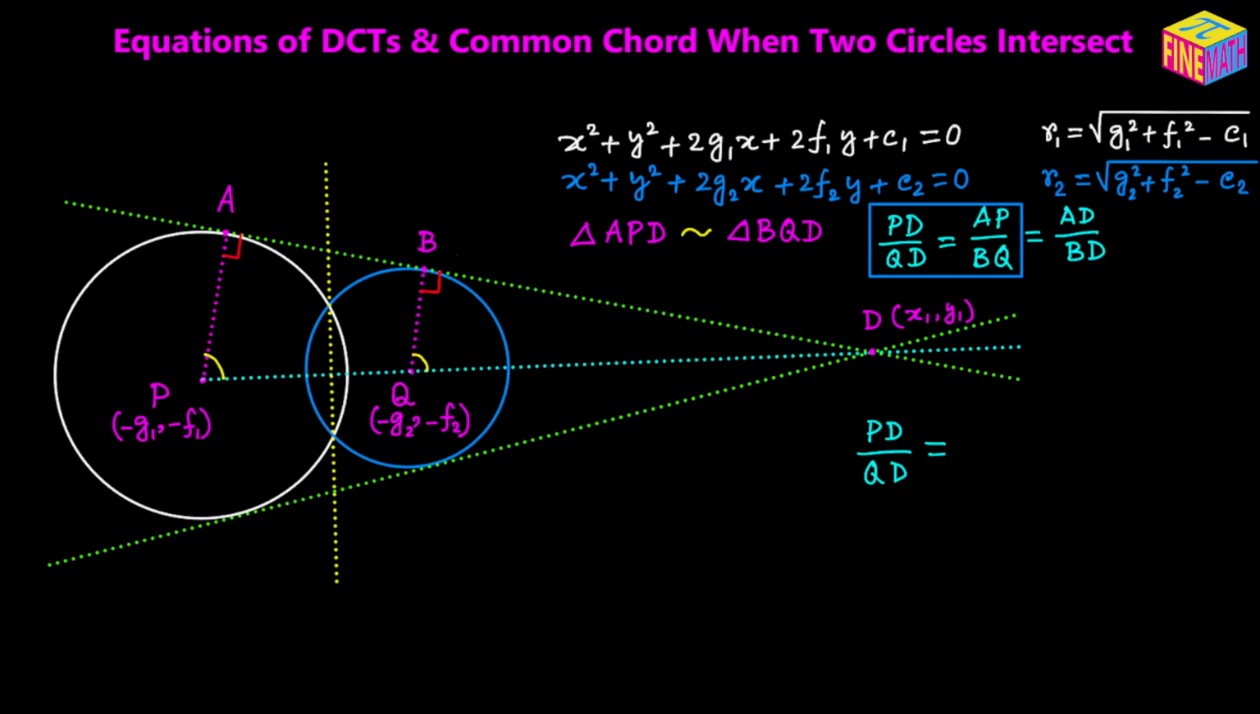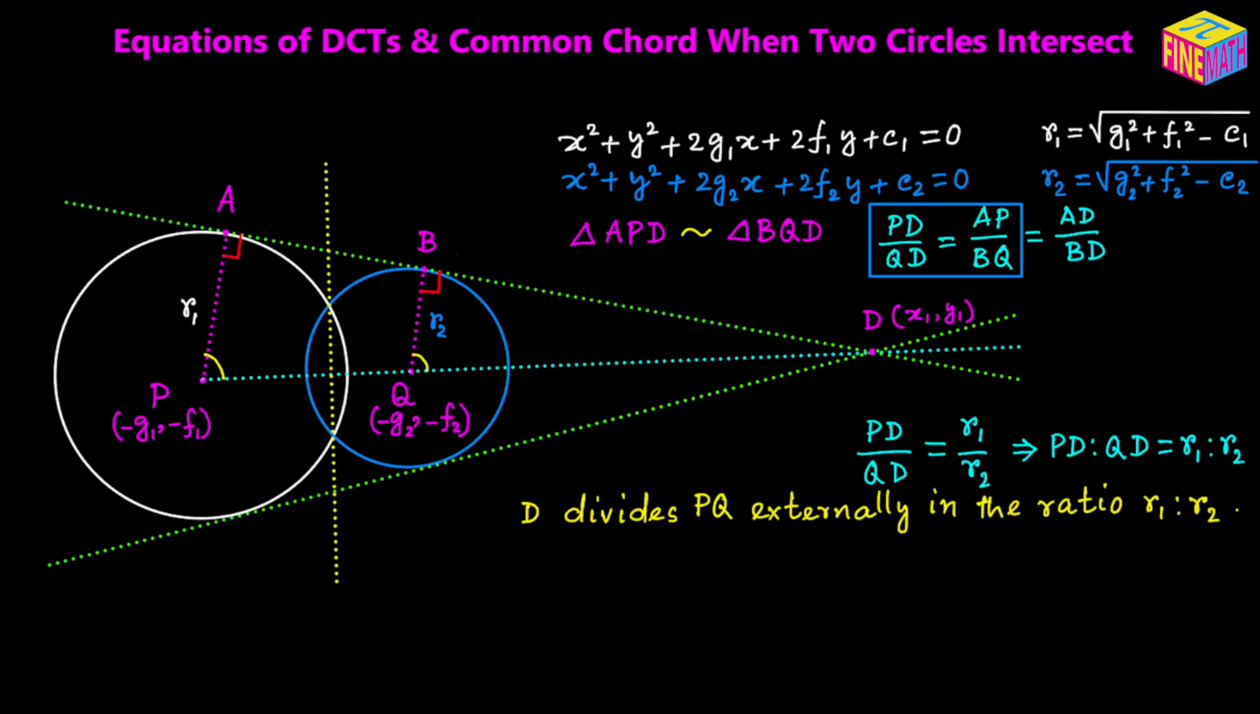Now what is AP and what is BQ? Well, AP is actually r sub 1 and BQ is actually r sub 2. So we can write PD over QD is equal to r sub 1 over r sub 2. And from here we can say PD is to QD is equal to r sub 1 is to r sub 2. That means we can see that D divides the PQ line segment externally in the ratio of r sub 1 is to r sub 2.